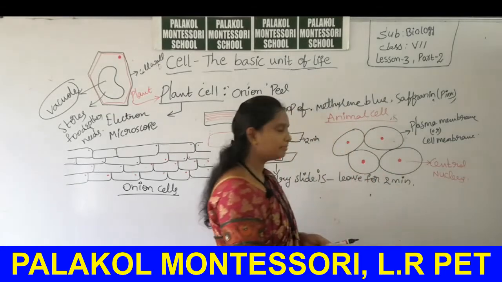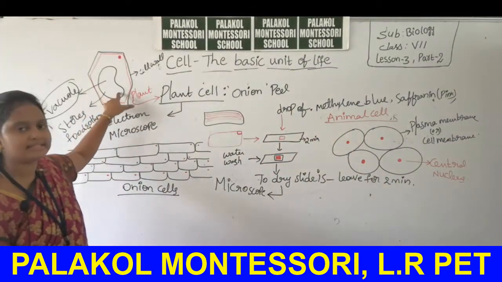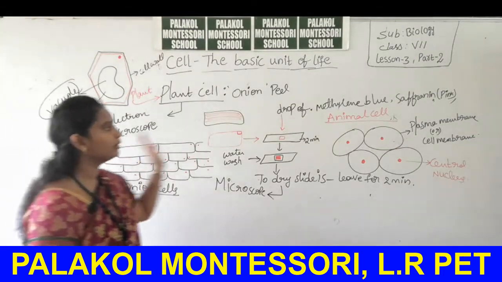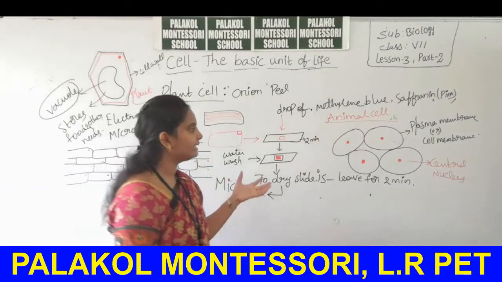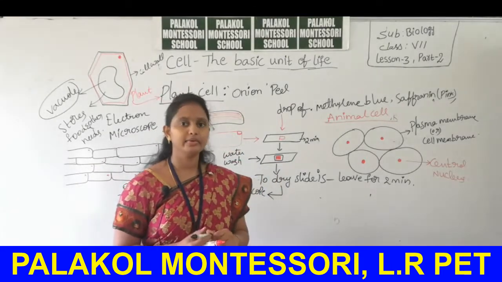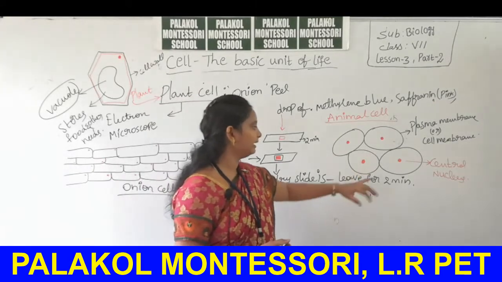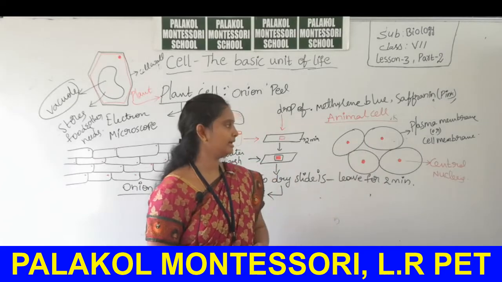Why? Because the animal cell doesn't have a vacuole like the plant cell, doesn't have any vacuole inside. So the animal cell is very free to have the nucleus at the center, very free. Okay, that's why the nucleus is situated at the center of the animal cell.